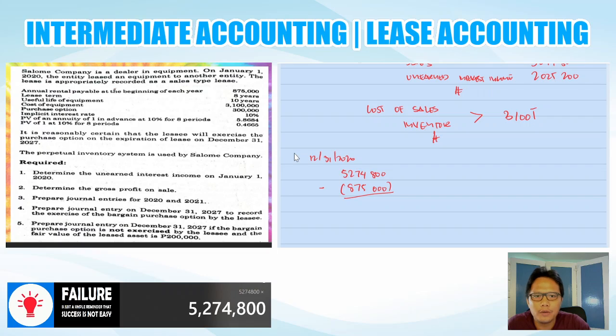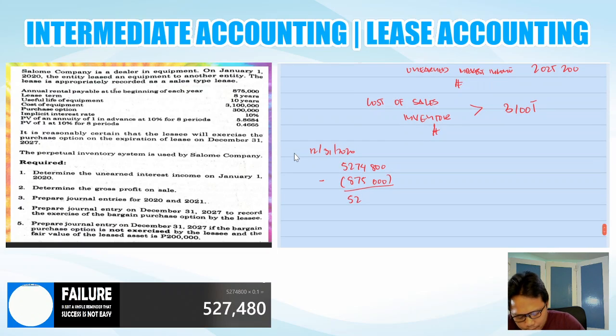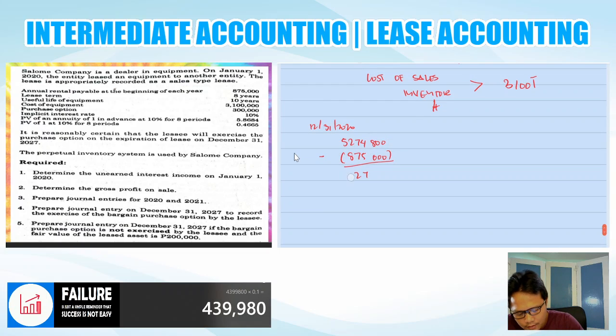So the point is, yung mag-earn lang ng interest for 2020 is itong 5,274,800 multiplied by your implicit rate of 10%. But that is 5,274,800 less the advance payment of 875,000 multiplied by 10%. So that is 439,980. This is your interest income in 2020.